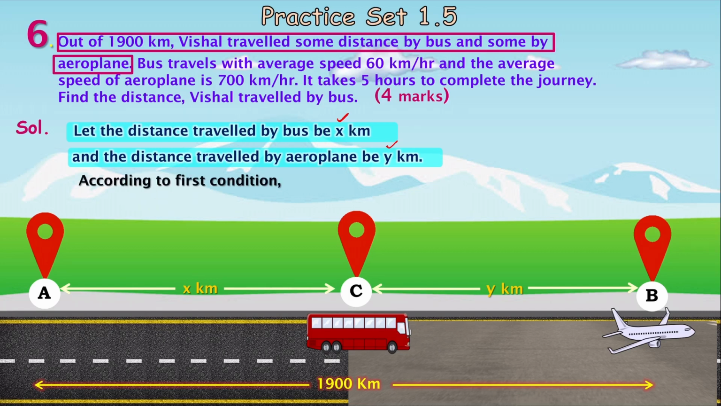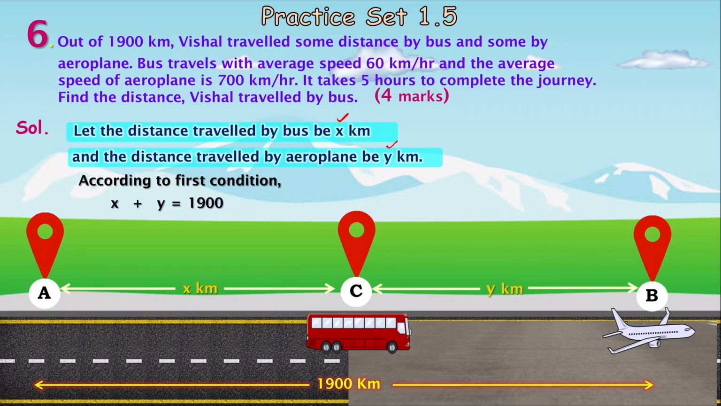Okay, I am trying to make a linear equation now. So what do I know? x plus y is equal to what? 1900, because that is my total distance. That's how I make a linear equation. So there is a real life problem, but I am making an equation out of it. That's where you apply the concept of linear equation.